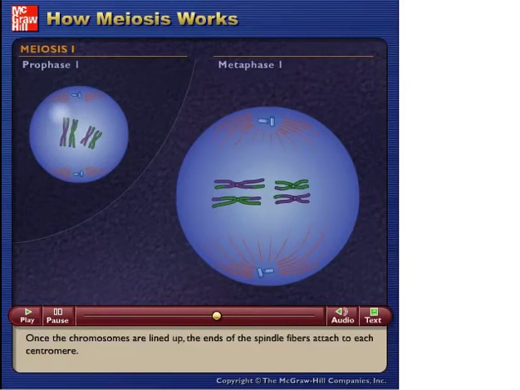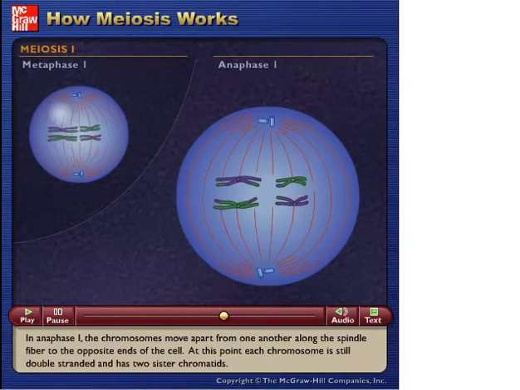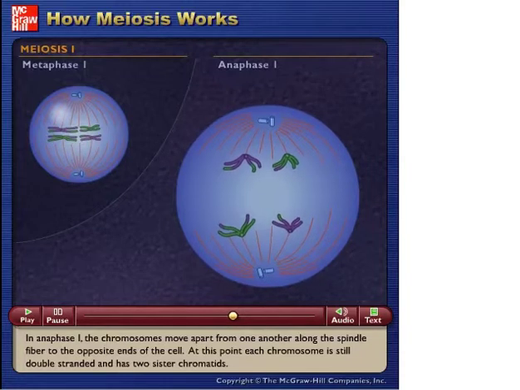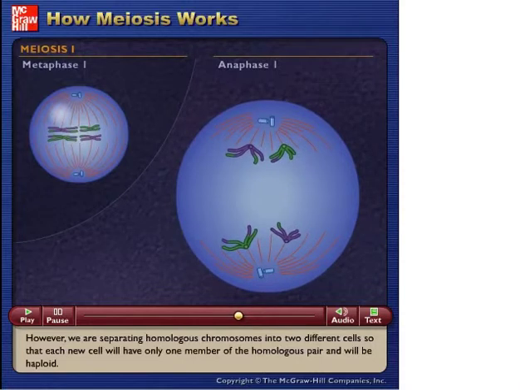Once the chromosomes are lined up, the ends of the spindle fibers attach to each centromere. In anaphase I, the chromosomes move apart from one another along the spindle fiber to the opposite ends of the cell. At this point, each chromosome is still double-stranded and has two sister chromatids. However, we are separating homologous chromosomes into two different cells, so that each new cell will have only one member of the homologous pair and will be haploid.